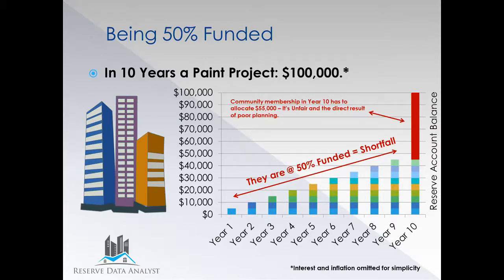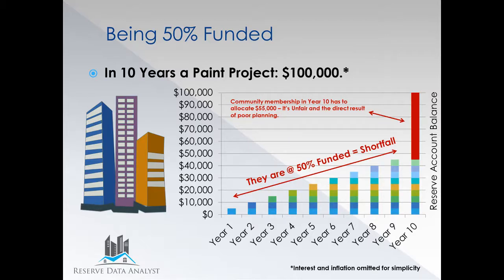Now let's look at a community or an organization that decides to allocate half of what they ideally would into the reserve account. In this case, they're allocating $5,000 into the reserve account in each year. End of year one, they have $5,000. End of year two, they have a total of $10,000. End of year three, they have a total of $15,000 in the reserve account. So on and so forth until the end of year 10, when they have a significant shortfall of $55,000.